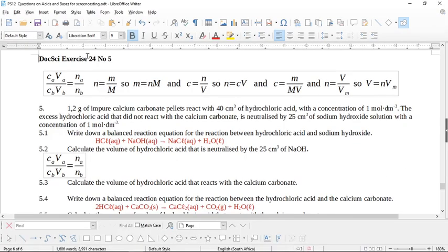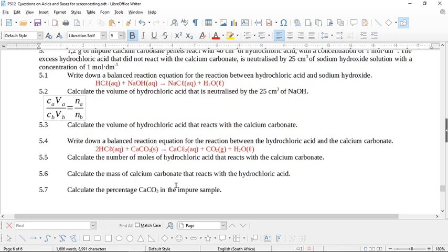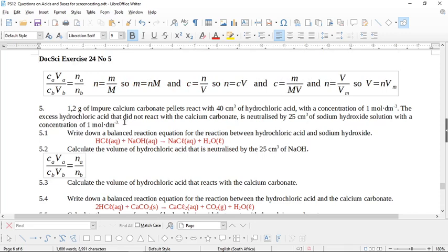Okay, let's look at this DocSci NCHA exercise 24, number 5. This question is far more like what you would expect in an acid-base calculation in an exam, but it's a guided walk through one of those questions. So normally they would just give you the information and then ask you whatever this is at the bottom. But here's a guided walk through the question step by step to show you how to do it.